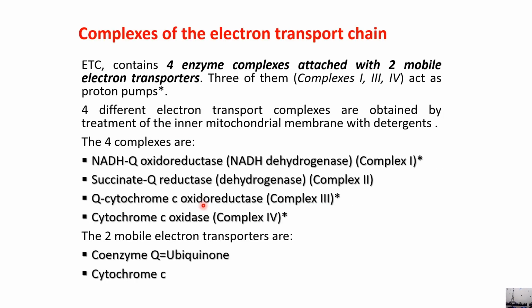If we talk about the complexes of the electron transport chain, we have four enzyme complexes attached with two mobile electron transporters. Three of them, complexes 1, 3 and 4, act as proton pumps. The four different electron transport complexes are obtained by treatment of the inner mitochondrial membranes with detergents. The four complexes are NADH-Q oxidoreductase (NADH dehydrogenase), complex 1; succinate-Q reductase (succinate dehydrogenase), complex 2; Q-cytochrome C oxidoreductase, complex 3; and cytochrome oxidase, complex 4. The two mobile electron transporters are coenzyme Q (ubiquinone) and cytochrome C.